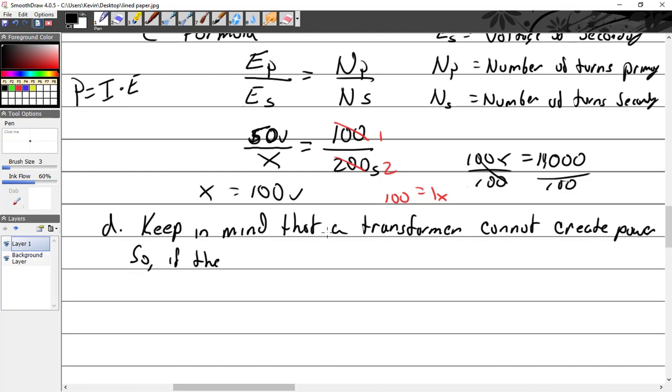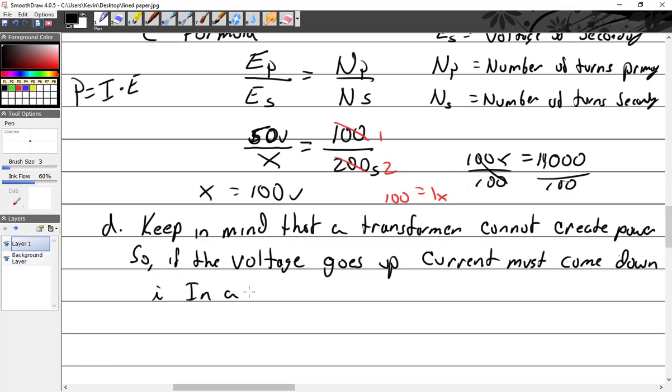Keep in mind that a transformer cannot create power. So if the voltage goes up, current must come down. Current must come down to compensate.